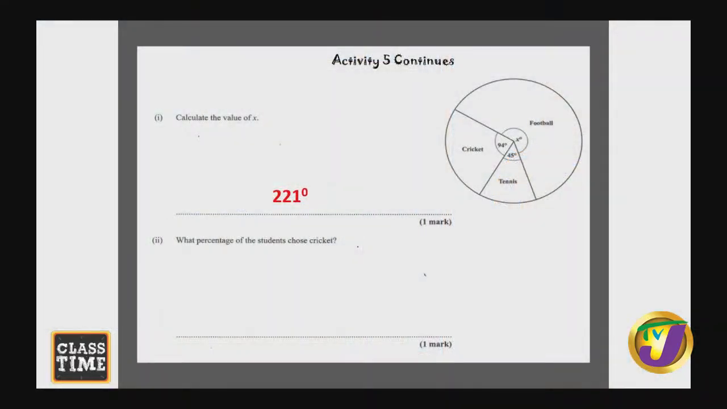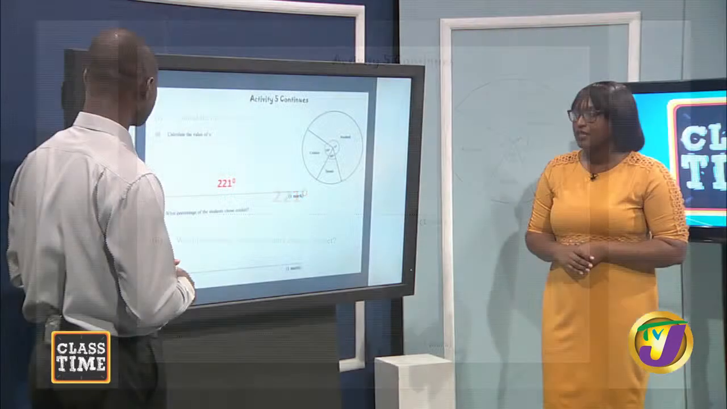221 degrees. All right. So angle X right there measures 221 degrees. So that basically proves the range in which we see that our answer would fall. It has to be more than 94, but it must be less than 360 degrees.